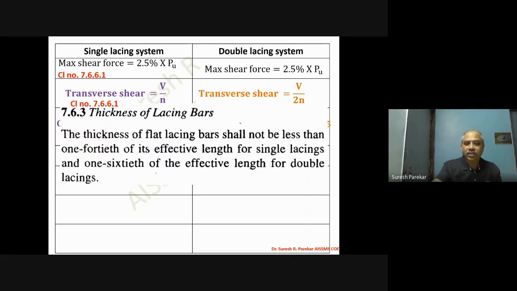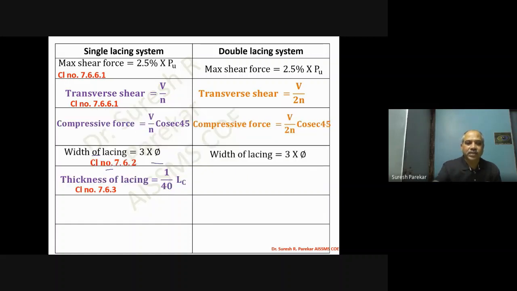Then we have the thickness of the lacing bar. Now we have clause number 7.6.3, and you can see for single lacing system we have this value. The thickness of the flat shall not be less than 1/40th of its effective length for single lacing system, and for double lacing system we have 1/60th. So this will be 1/40 LC and 1/60 LC, as per clause number 7.6.3.